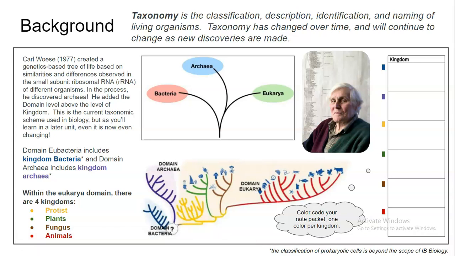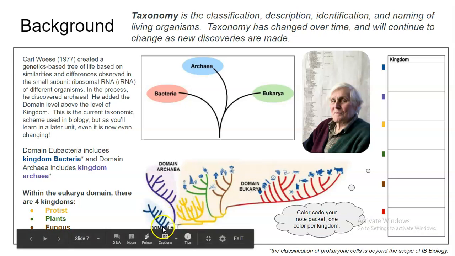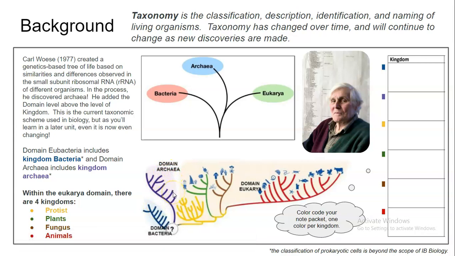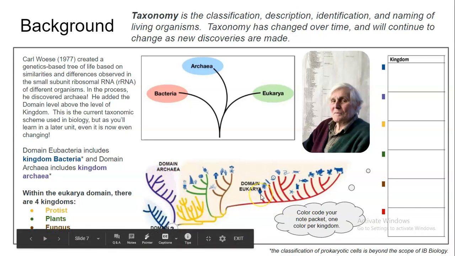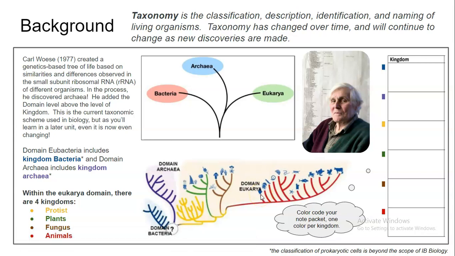Okay, so we have domain bacteria with kingdom bacteria, domain archaea with kingdom archaea, and then domain eukarya with four kingdoms in the eukaryotic domain: protists, plants, fungus, and animals. Now, we're not going to worry about classifying prokaryotic cells like archaea and bacteria. They are extremely diverse, but it really is beyond the scope of what IB biology is getting at.